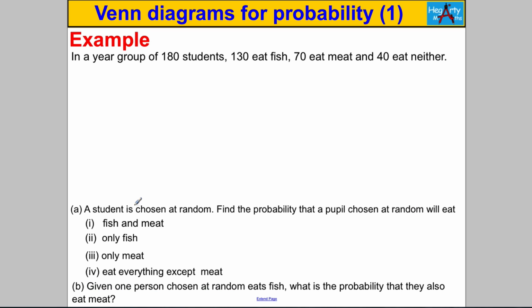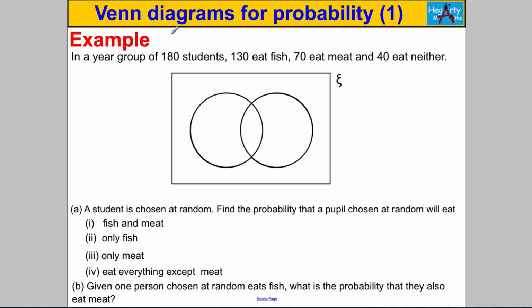Okay, last question. Pause the video and have a go. Okay, let's have a go at drawing this Venn diagram. We're told in a year group there are 180 students, so the number of students in the universal set is 180. Now 130 eat fish. Let's label that capital F for fish and maybe capital M for meat. 70 eat meat, 40 eat neither.